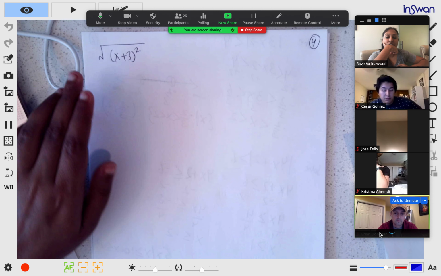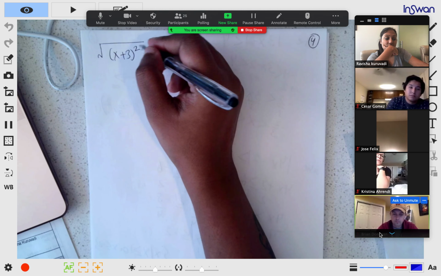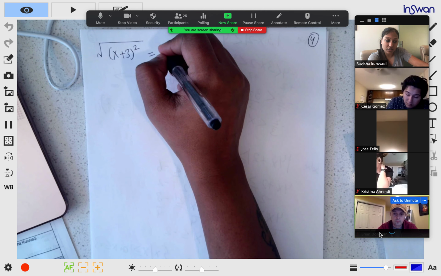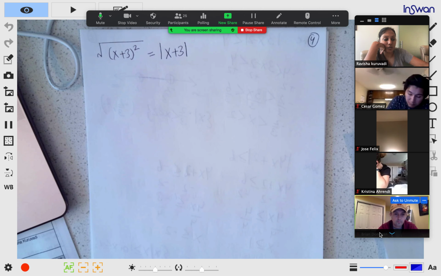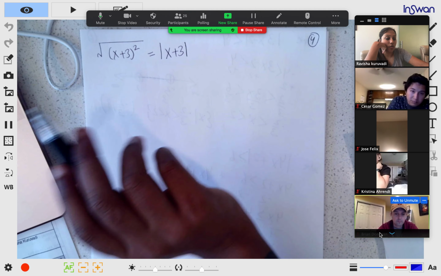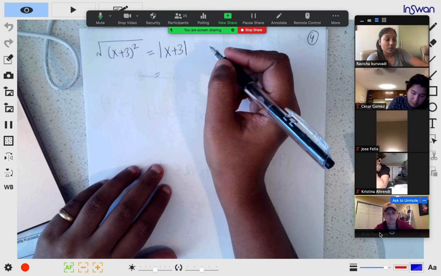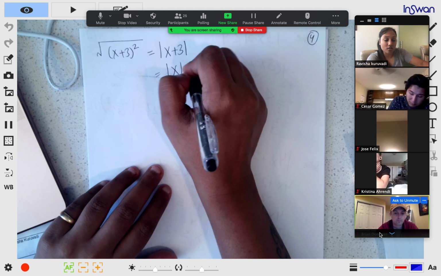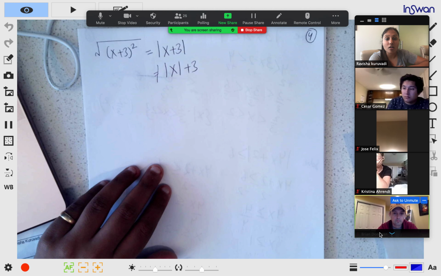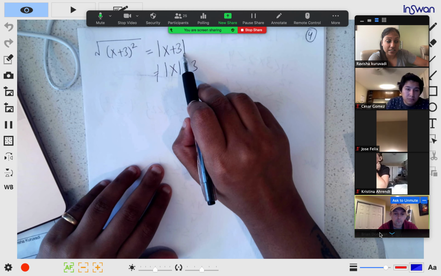x plus 3 whole squared. In this case, again, these two cancel. You'll be left with the absolute value of x plus 3. Note, in the previous one I could take it out because it was multiplication. But when it's addition, you cannot say that. This is wrong. Your final answer is this thing. When it's addition, you just leave it here like this. You cannot take it out.